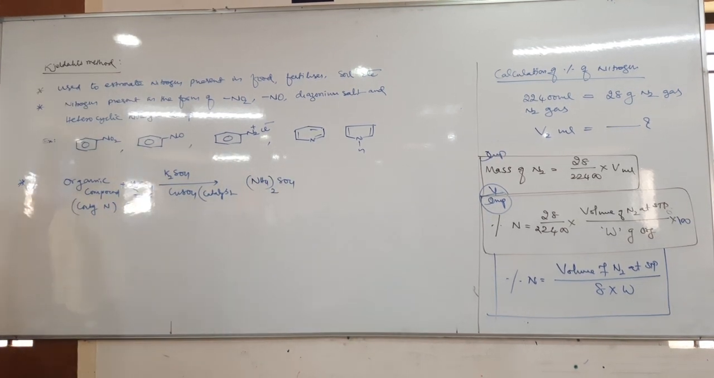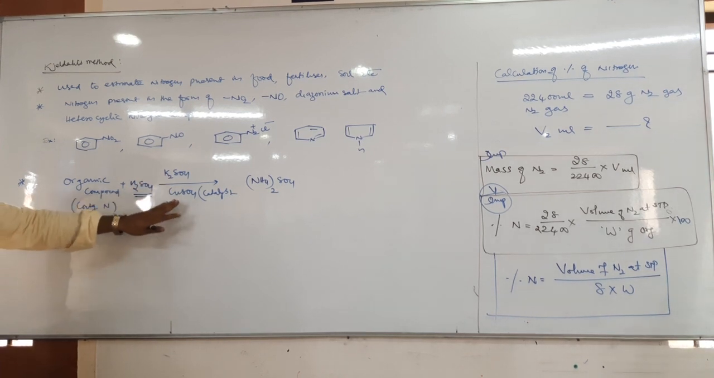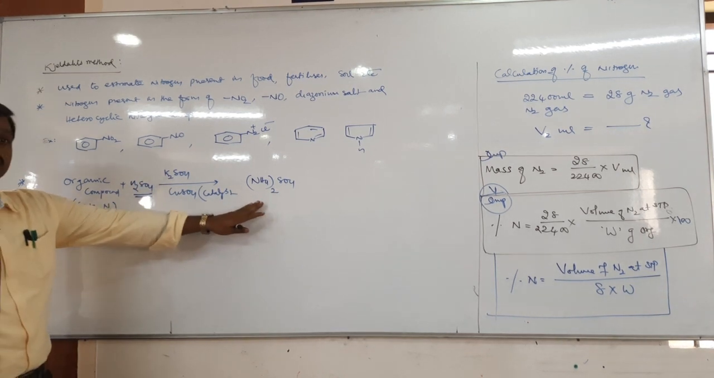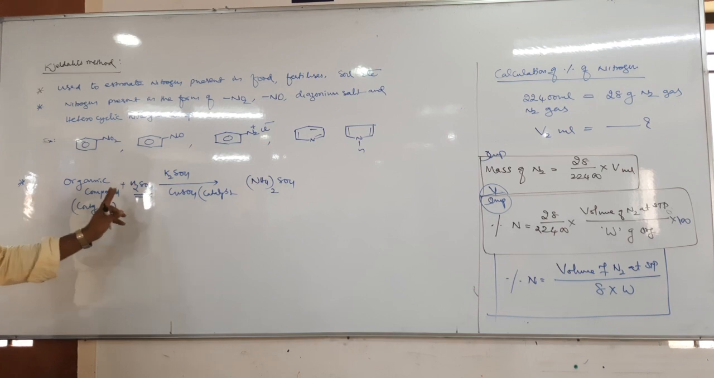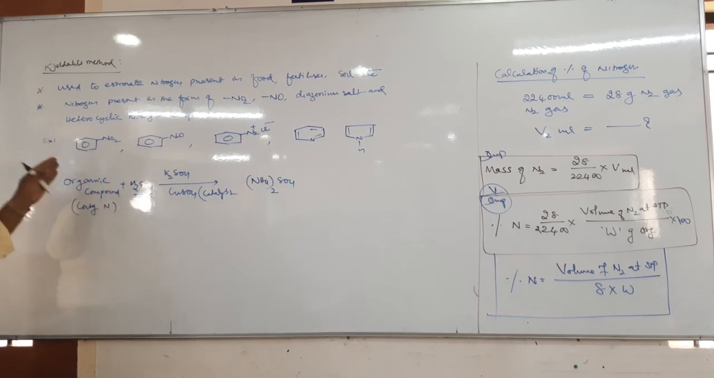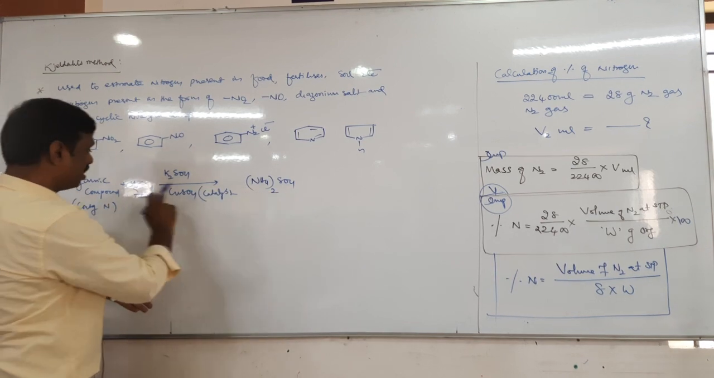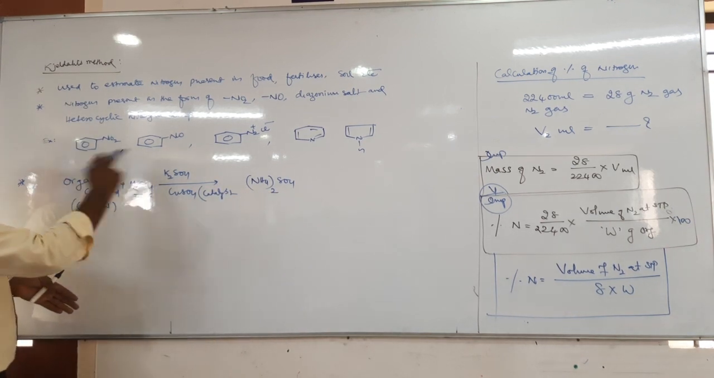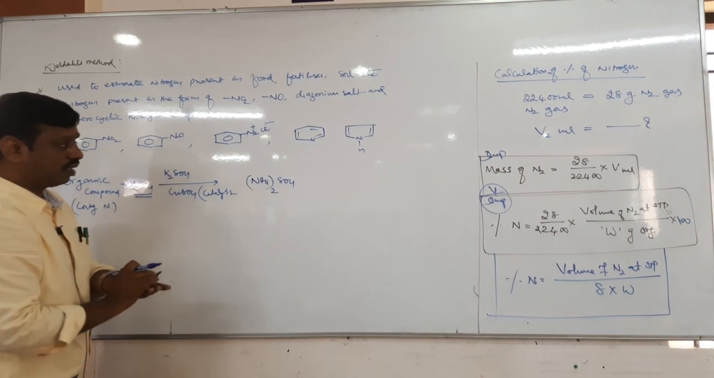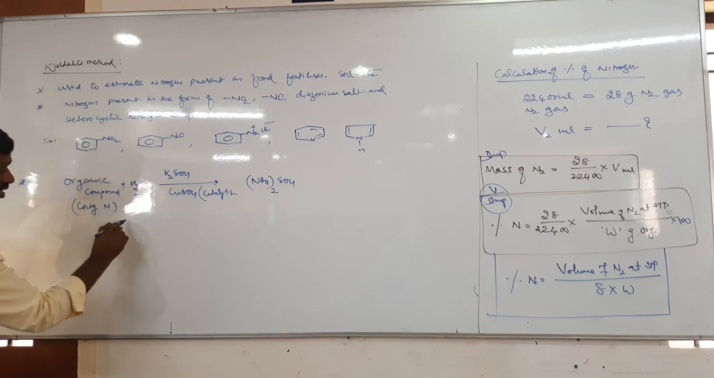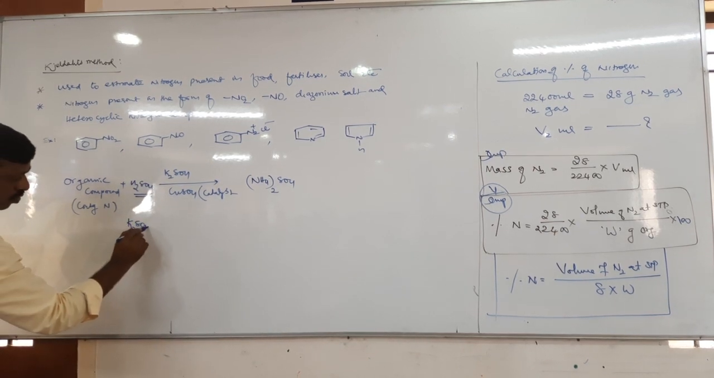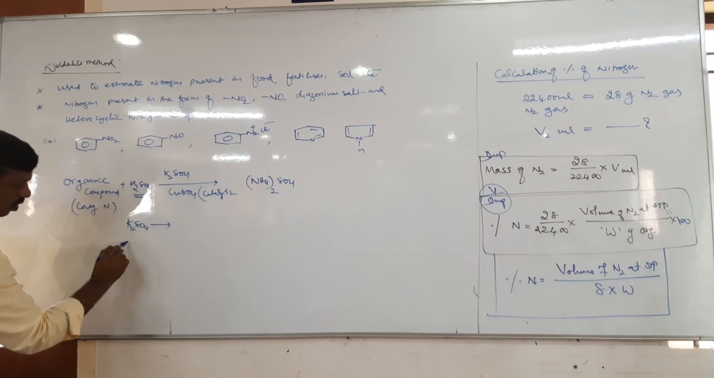This is the first product, right? An organic compound containing nitrogen is treated with sulfuric acid in the presence of K2SO4 and copper sulfate, and we get ammonium sulfate. That means the nitrogen present in the organic compound, with sulfuric acid, is converted into ammonia, forming ammonium sulfate. Now, important here are K2SO4 (the previous question appeared on this) and copper sulfate.